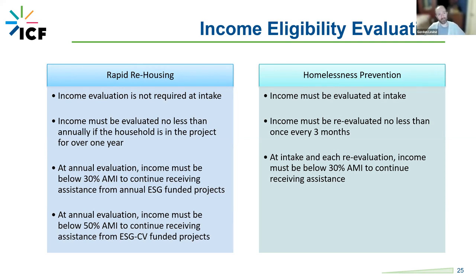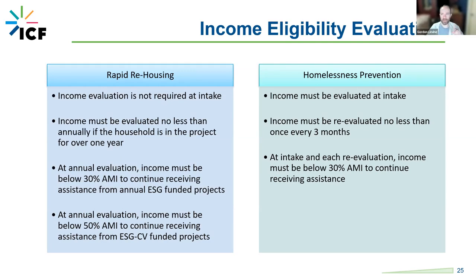At annual evaluation, for rapid, household income has to be below 30% AMI to continue being eligible to receive assistance from annual ESG funded projects. When we say annual ESG, of course, we mean projects funded by annual ESG, but we're talking about both rapid and homelessness prevention. This is one of those areas where they overlap because the requirement applies to rental assistance, which is a shared activity. At annual evaluation, income has to be below 50% AMI for ESG funded projects. So that again is rapid or homelessness prevention for ESG.